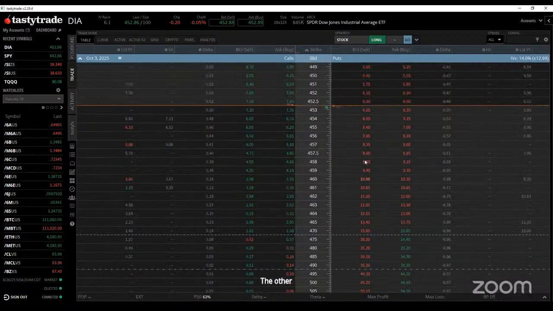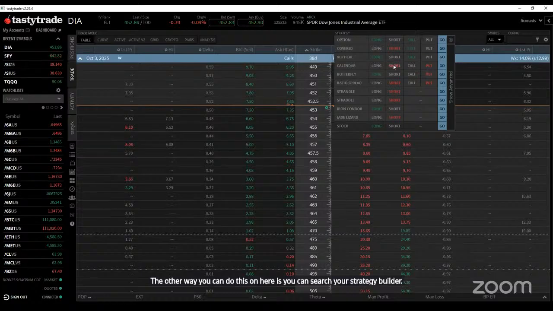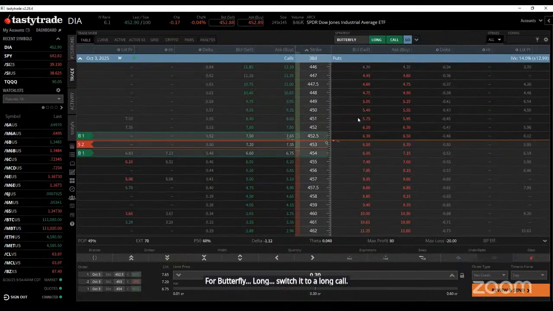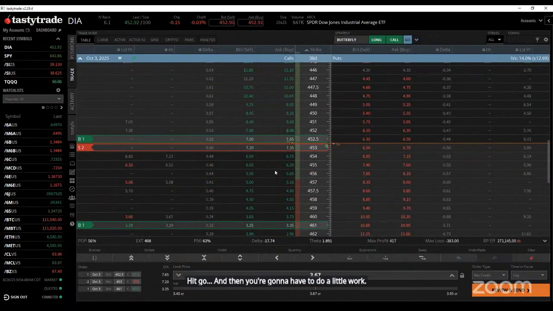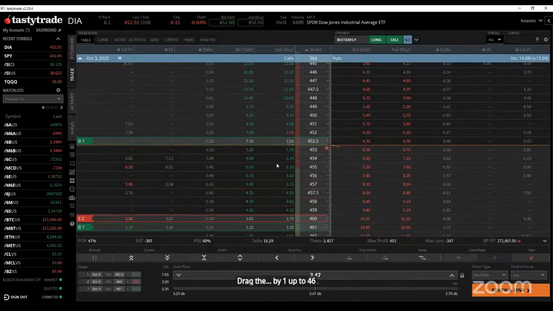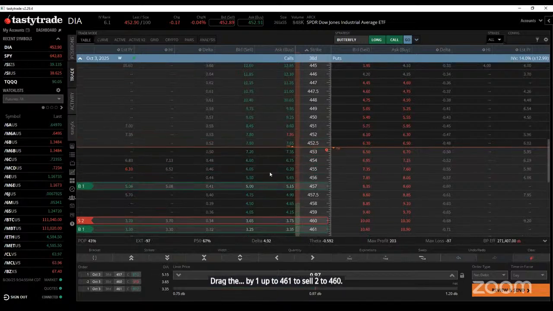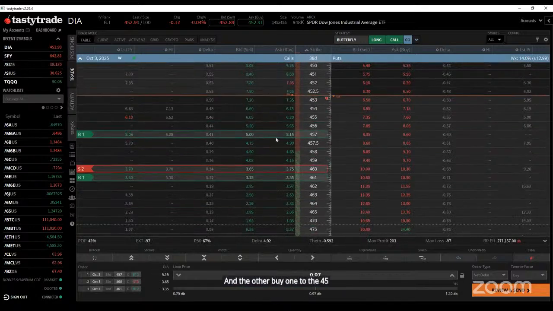The other way you can do this on here is you can search your strategy builder for butterfly, long, switch it to a long call, hit go, and then you're going to have to do a little work. Drag the buy one up to 461, the sell two to 460, and the other buy one to the 457. And you might prefer to do it that way. Depends on how you like to build orders there.